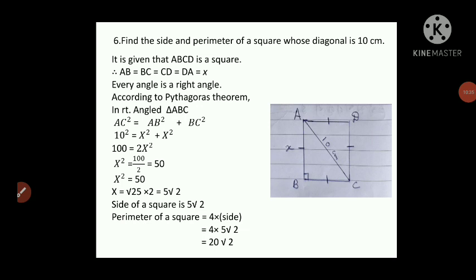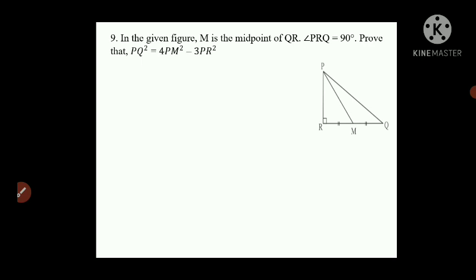Now we'll move on to the next sum, which is very important. So please see it carefully. See, the diagram is drawn and the given question is, in the given figure, M is the midpoint of QR. The first information is M is the midpoint of QR.